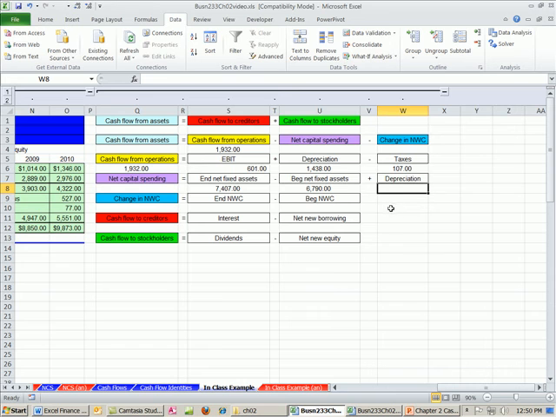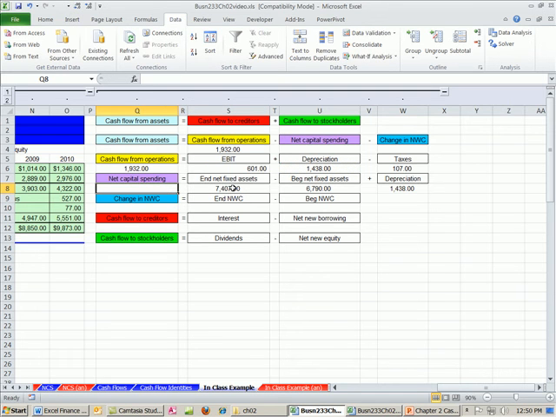Now depreciation. Now I'm going to do something efficient here. I could go equals and scroll all the way over to the income statement. But wait a second, I already have the number here, and that number is linked over there. So I just click right there. Enter.